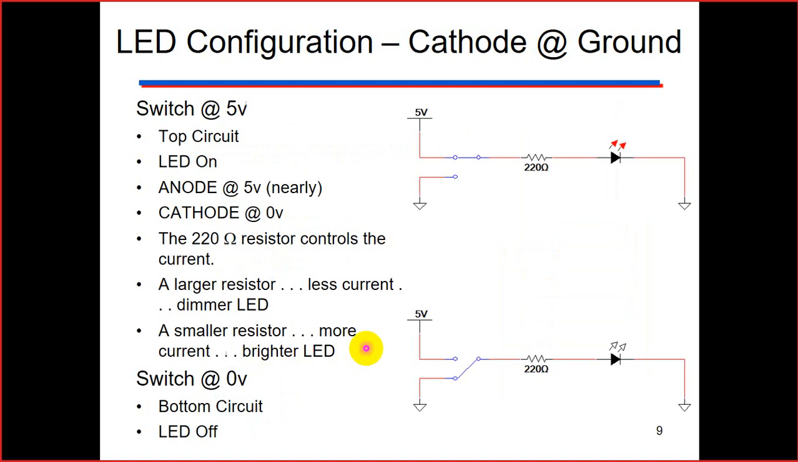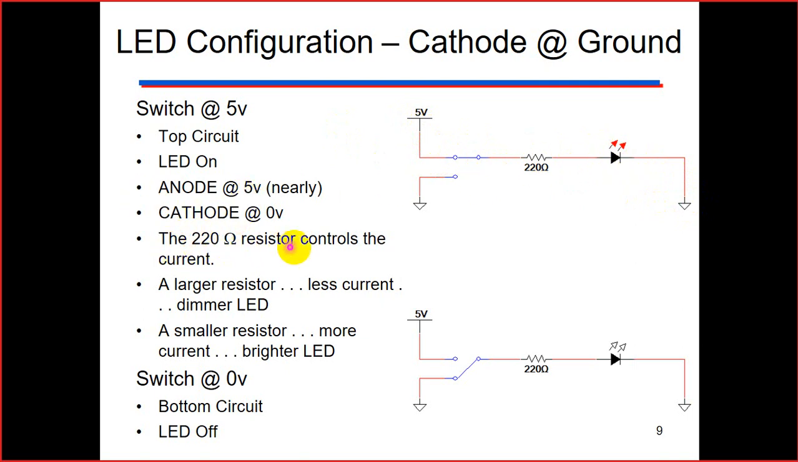So this is the common cathode configuration. Cathode at the ground. Look at over here. Just the opposite of the common anode. The top circuit, switch at 5 volt. So anode side at 5 volt, cathode is grounded. Common cathode, that means cathode will be grounded. So anode at higher potential, the LED is on. Anode at 5 volt, cathode at 0 volt.